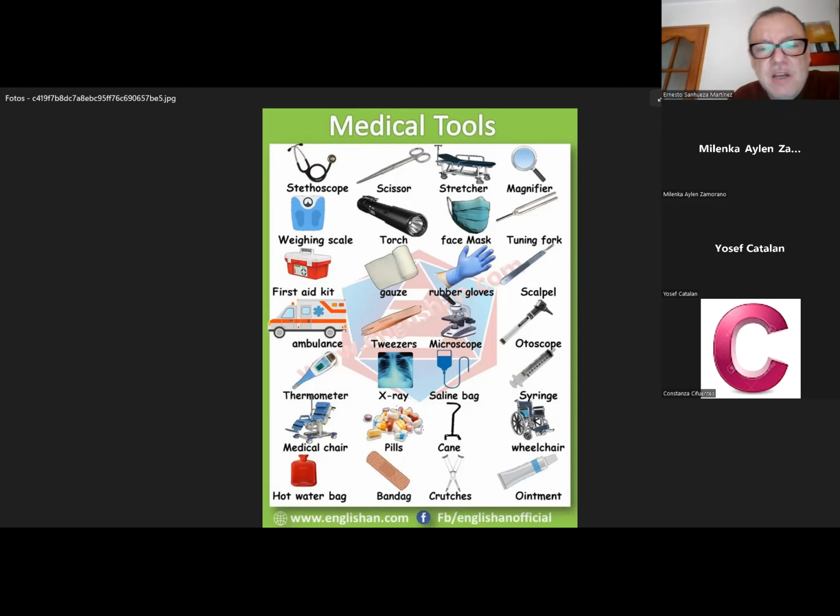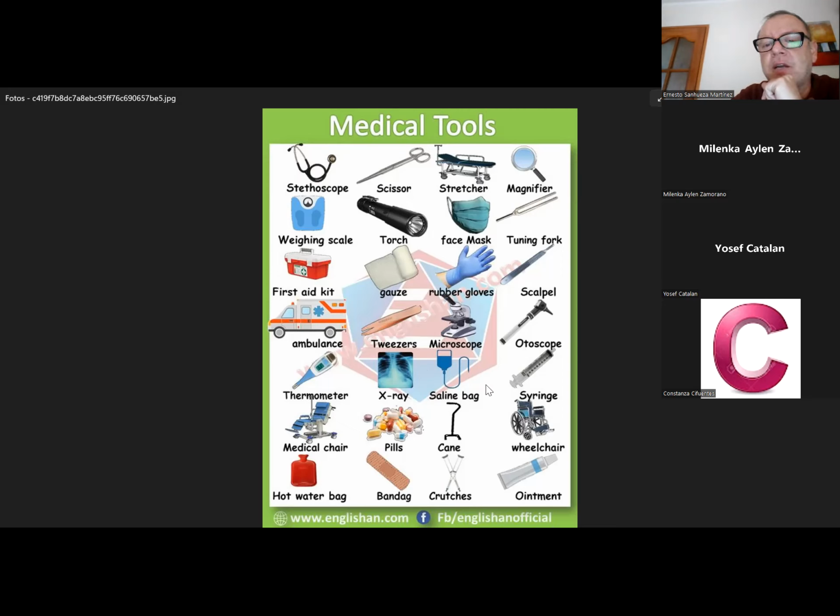Okay, anyways, what about the ambulance, Milenka? What do we use an ambulance for? Ambulance. For transport. For transport, excellent. With the ambulance, we can transport patients to the hospital or to the house, especially in emergencies. It's very important. The tweezers are pinzas, tweezers.